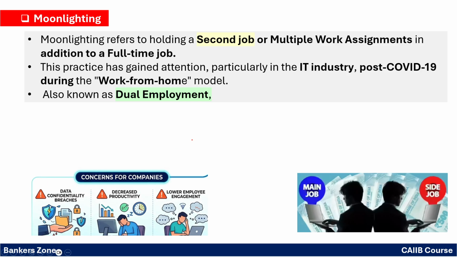Now see, moonlighting. Moonlighting refers to holding a second job or multiple work assignments in addition to the full-time job. It means you already have one job, still you are engaging in another job. So you have a main job, but in the night you are doing the other side job, right? Night means simply for understanding purposes, I said that, right? This practice has gained attention in particular in the IT industry post COVID, during the work from home culture, right? It is also called dual appointment. Very simple. Moonlighting means simply dual appointment, two jobs you are doing at a time.